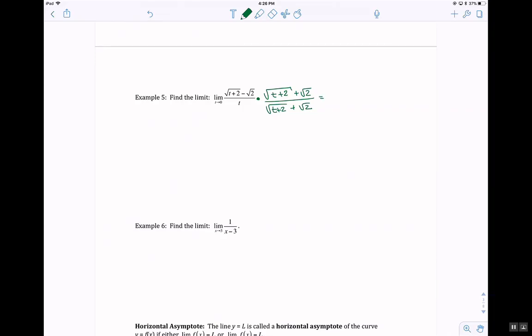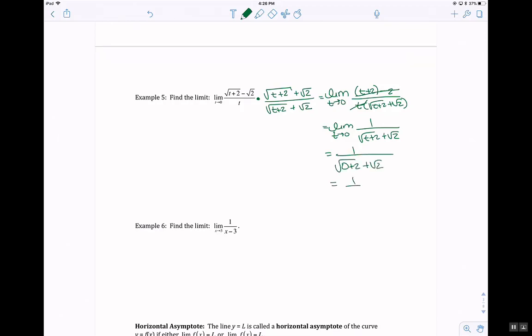So the limit as t approaches 0, root t plus 2 minus root 2 over t times root t plus 2 plus root 2. That gives me t in the numerator, so the t cancels out. And I'm left with the limit as t approaches 0, 1 over root t plus 2 plus root 2. So now I can just plug in 0. So I get 1 over 2 root 2.